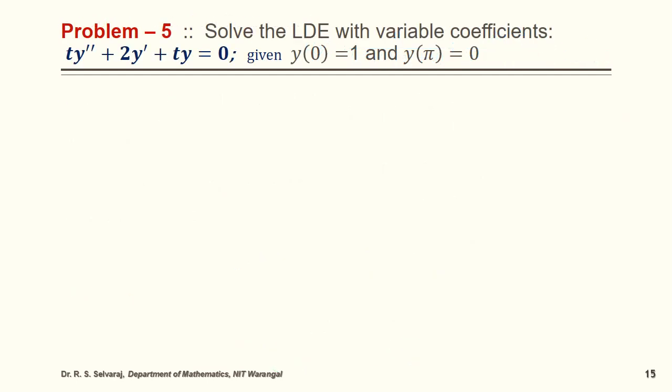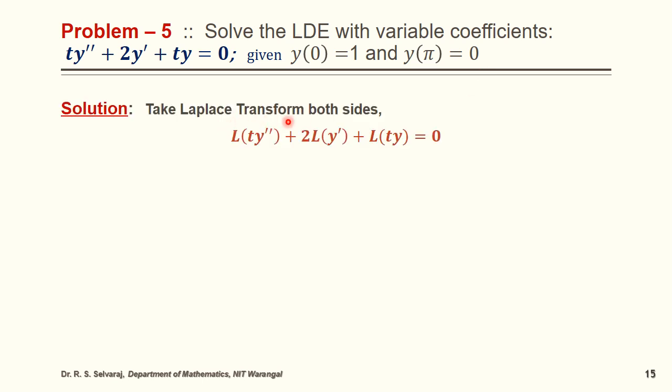Now let us try to solve problem number 5. Now you see, in problem number 5 we have a linear differential equation but with variable coefficients. Unlike the previous problems which involve constant coefficients, in this problem we consider variable coefficients, and as usual we are given some condition. y of 0 is equal to 1 is an initial condition, but y of pi is equal to 0 is not an initial condition. Okay, but anyhow, let us see how to proceed.